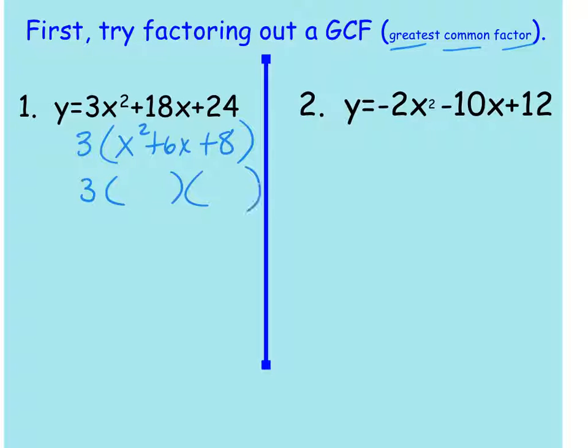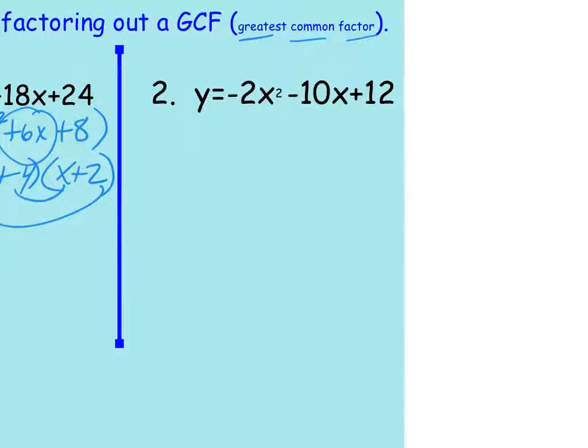Then you can do 2 parentheses. It's way too hard to do in your head. You need to take out the 3 first. Who's got it? X plus what? X plus what? Say it if you know it. 4 and 2. And I'm double checking that the outside and the inside make the middle, and they do. That's the rule, because that'll work even when there's a number up in front. Outside and inside.